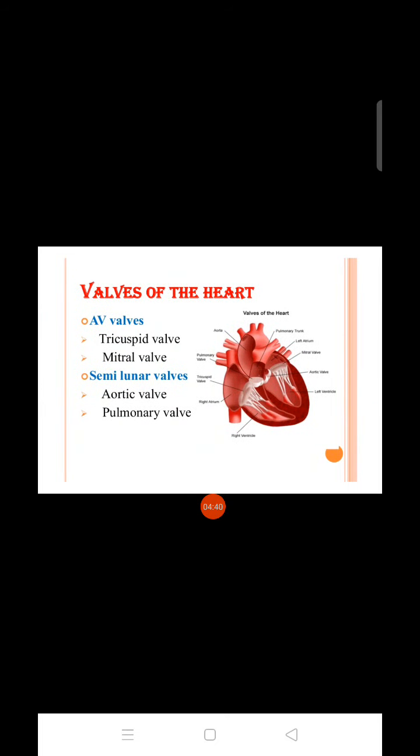Next, what are the valves of the heart? The valves of the heart are the AV valves and the semilunar valves, including the aortic valve.